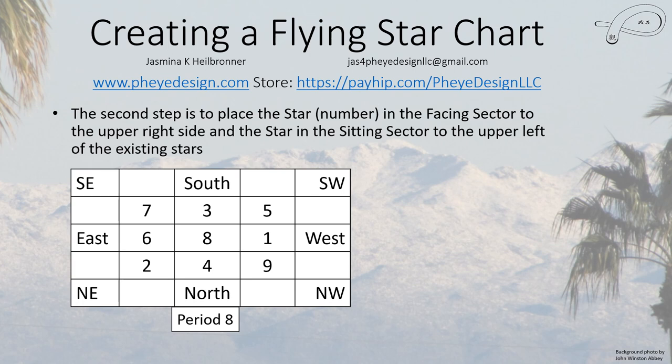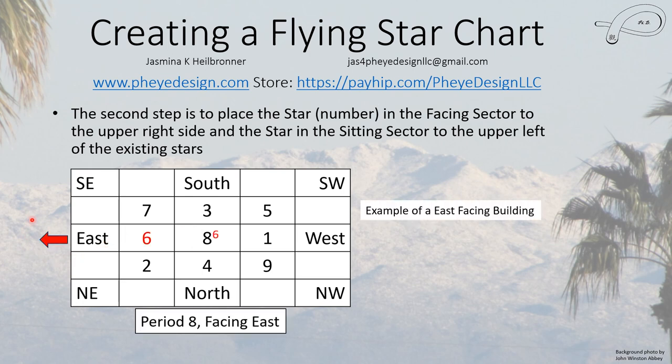What we need to do is place whatever one of these stars on the outside here, where the facing direction is located, we have to place that star on the upper right, and then the sitting one goes on the upper left. So let's say we face east. So this is the facing direction. This 6 has to go up here. Now the 1 will actually go up here.